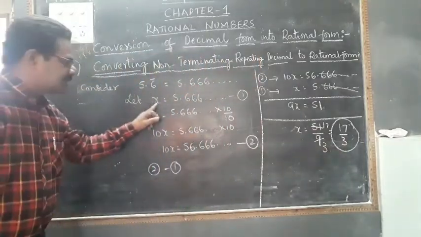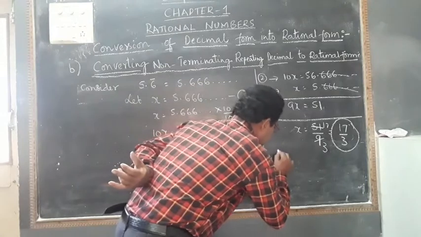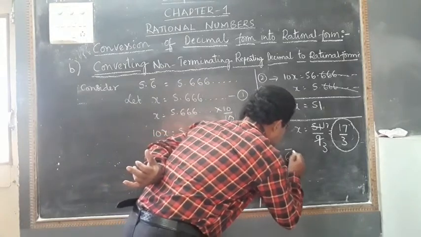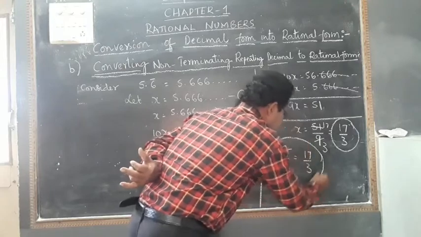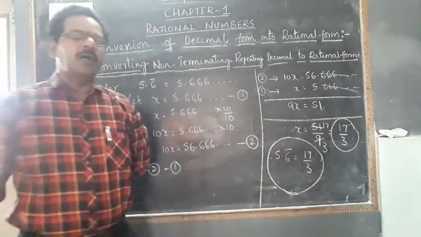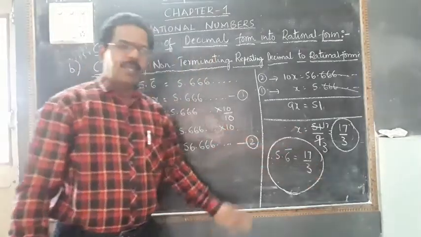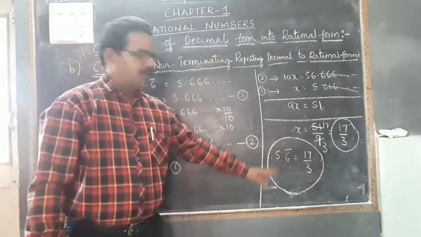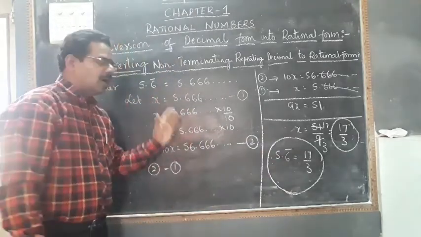Here we have taken x is equal to 5.666 up to so on. So from this we can say 5.6 bar is equal to 17 by 3. This is the conversion of non-terminating repeating decimal into rational form, p by q form. Okay, we got this rational form. Understand? So like this we have to convert.